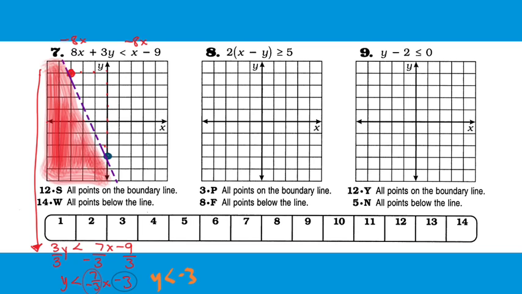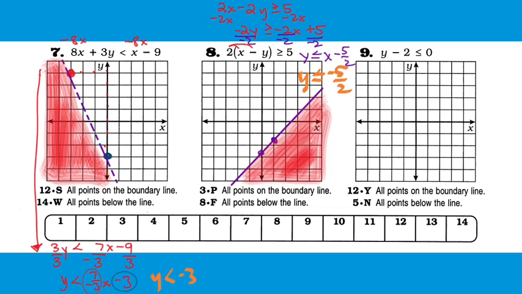Number 8, I have to evaluate my expression first, distributing that 2, and then I solve for my y value. Again, I'm dividing by a negative, so I have to flip that sign. And I'm going to go ahead and graph a little bit weird. It's at -2.5, -2.5. Then I'm rising 1 and running 1. And it's equal to or less than.